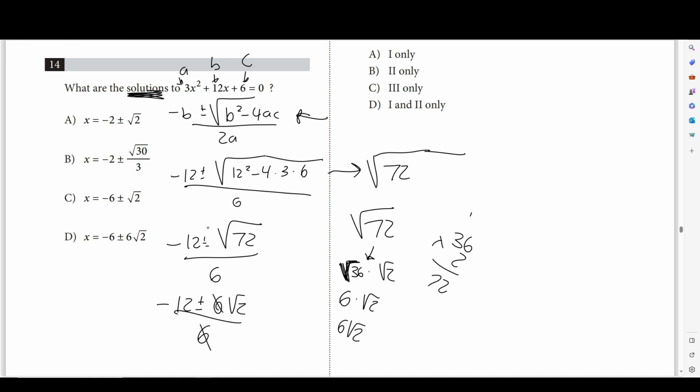This 6 cancels out with this 6, and this 6 cancels out with this 12 to make negative 2 plus minus radical 2, which is our answer, which is A. All you have to do here is plug into that, remember how to simplify radicals, and just divide correctly. That's all you had to do.